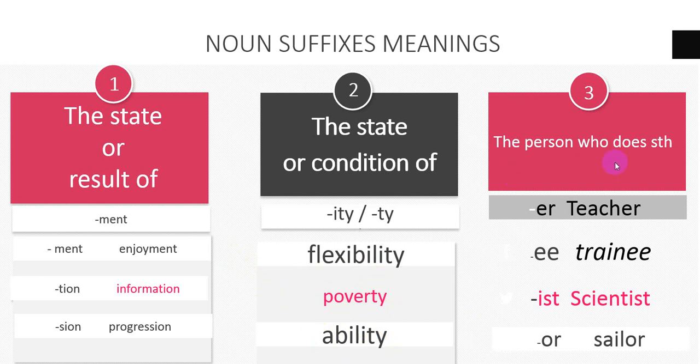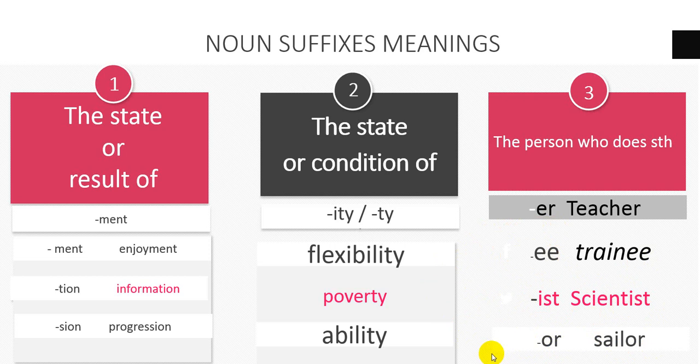The third one means the person who does something. This is the short form, or contraction, of the word something. You can find this contraction in a dictionary. Er, teacher. It's a noun from the verb teach. So the teacher is the person who teaches students or other people. Ee, pronounced like he, trainee. And ist, scientist. The last one, or, like sailor, from the verb sail.